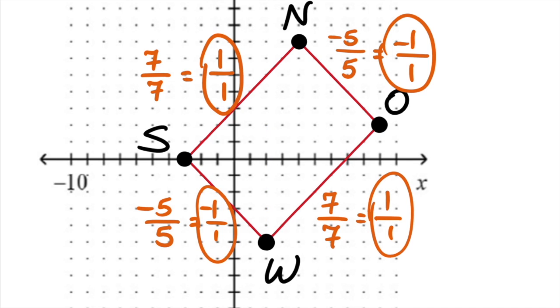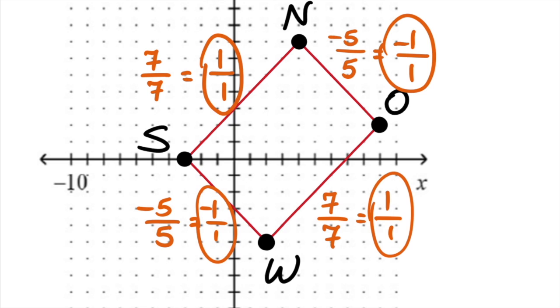So we've got all these different slopes now. We know that this pair of opposite sides are parallel because they both have slopes of 1 over 1. So we know that those are parallel. We also know that this pair of opposite sides are also parallel because they both have a slope of negative 1 over 1. So along the way, we kind of proved that this is a parallelogram. That's never a bad thing.